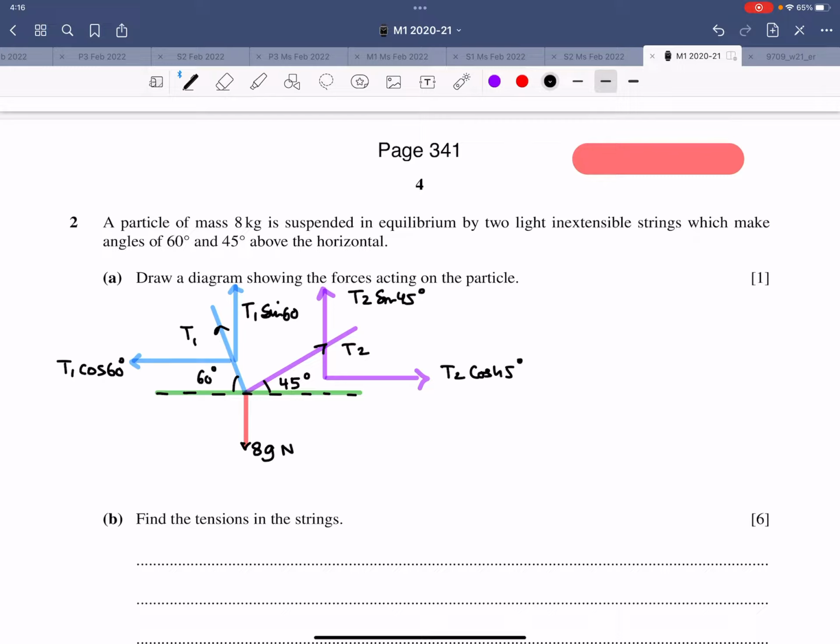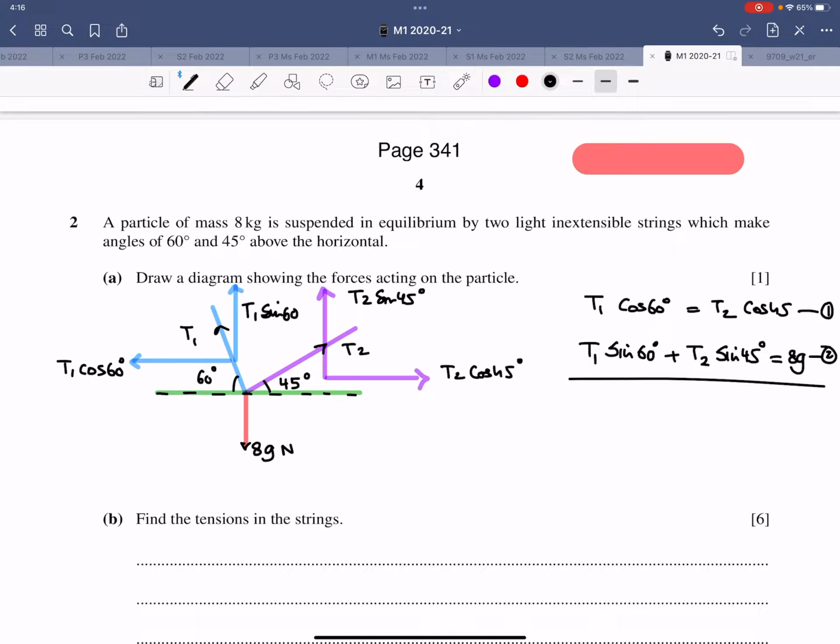It's in equilibrium, so the first equation is T1 cosine 60 equals T2 cosine 45. You can either work in the exact form or decimals. I think it would eventually boil down to decimals, so start with decimals from the beginning. The second equation: upward forces equal downward forces. T1 sine 60 plus T2 sine 45 equals 8g. This is equation number 2.